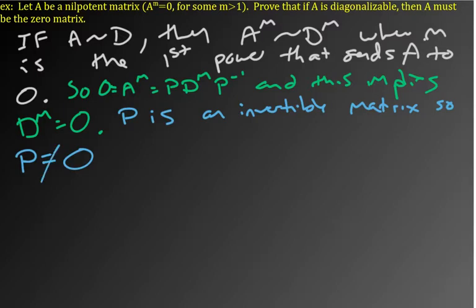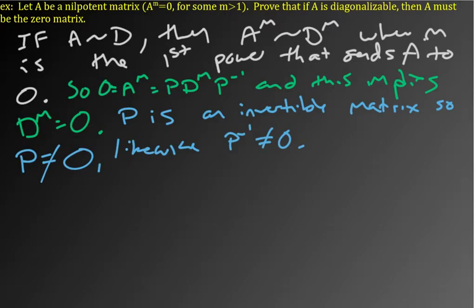Oh, wait, I wrote equals. P is an invertible matrix, so P can't be 0. Likewise, P inverse can't be 0. So the only thing up here in these three matrices that could be 0 is D to the power of m. So we're at that point, okay?